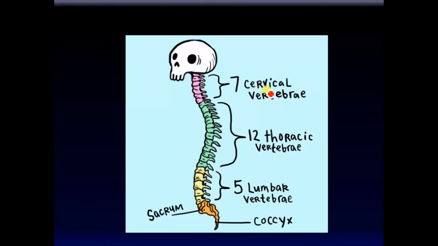We have 7 vertebrae in the neck. These are called 7 cervical vertebrae. We have 12 vertebrae in the chest. These are called 12 thoracic vertebrae. We have 5 vertebrae in the lower back. These are the 5 lumbar vertebrae. And we have the sacrum, which is actually fused vertebrae. And finally, the coccyx, which is the tailbone. So we have 7 cervical or neck vertebrae, 12 thoracic vertebrae, 5 lumbar vertebrae, the sacrum, and the coccyx. Each of these thoracic vertebrae has a rib attached to it like this. So we have 12 thoracic vertebrae, each of them has a pair of ribs attached.